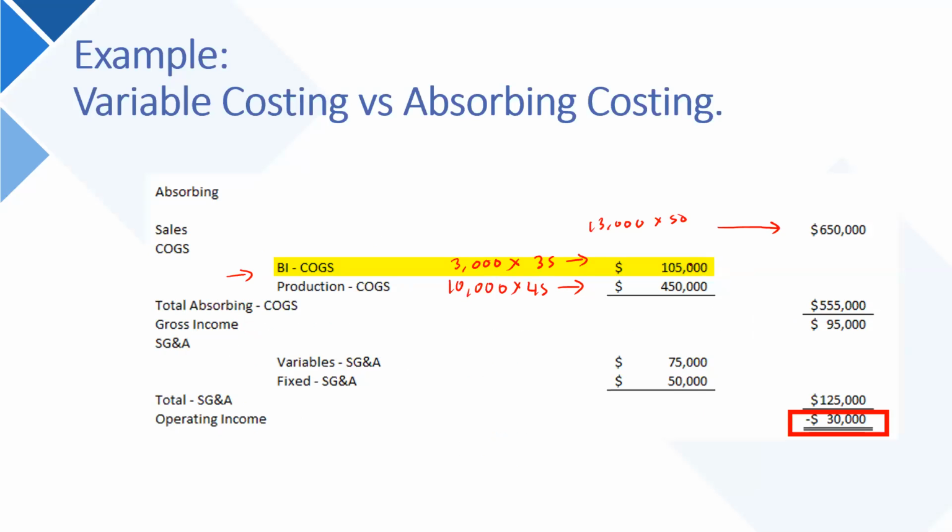And right now, inventory is not going out, it's actually going in. So we don't need to subtract, we need to add. So the addition of these two is this number here, 555,000 pesos. Okay?